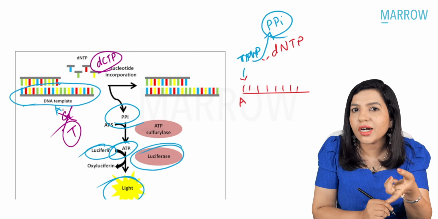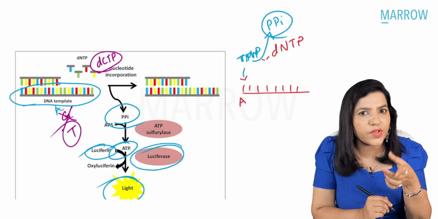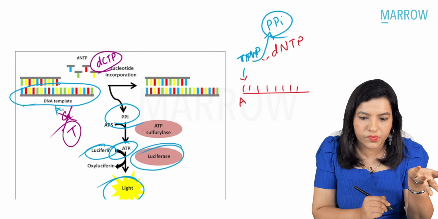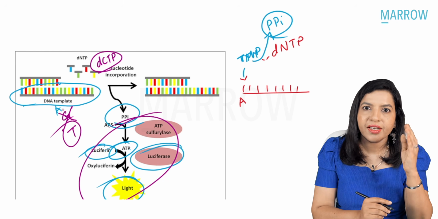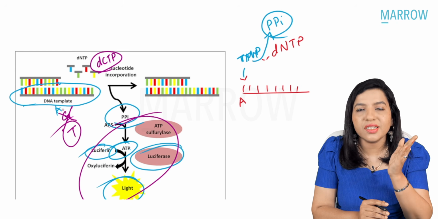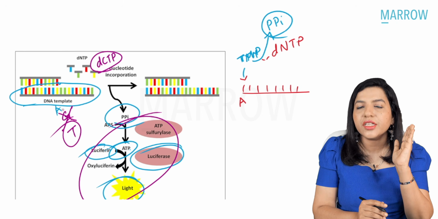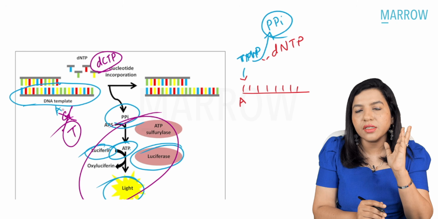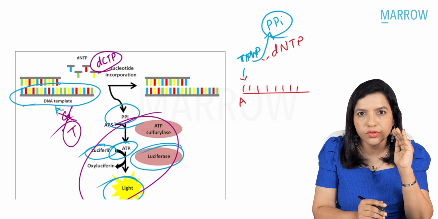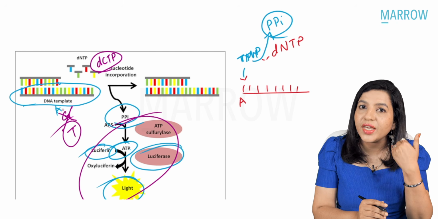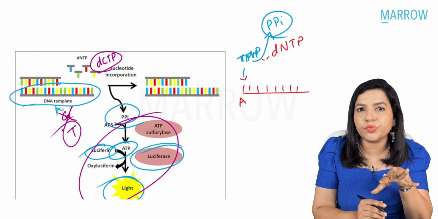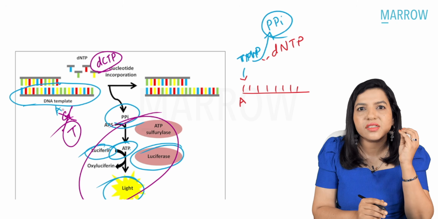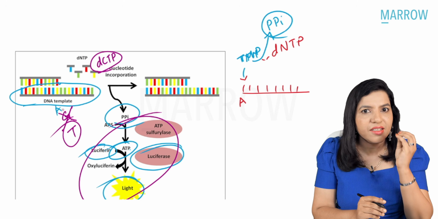So, if it is not binding, can it release pyrophosphate? No, it will not release pyrophosphate. So, will there be any light here? No. Which means that if there is an alteration in the DNA sequence, and we are adding the correct nucleotide triphosphate, we expect a light. But if there is no light produced, that means there is an alteration in the DNA sequence.